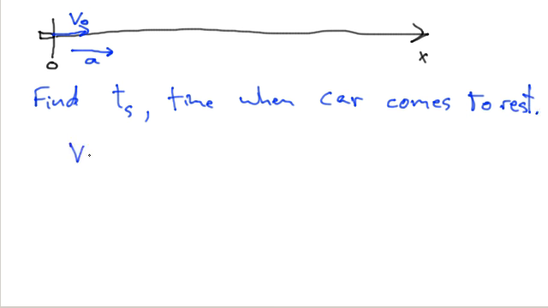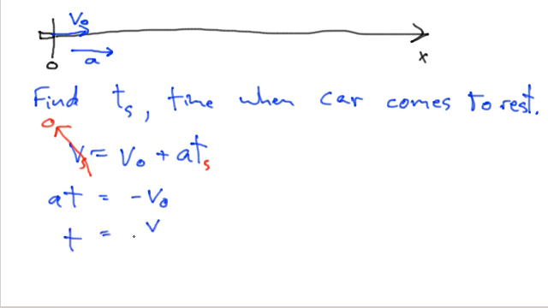So from v equals v0 plus at, the car comes to rest at, we call it ts. Vs is just 0. That is, when it comes to rest, the velocity is 0. So we just have to solve this expression for t sub s. at equals minus v0. t equals minus v0 over a.